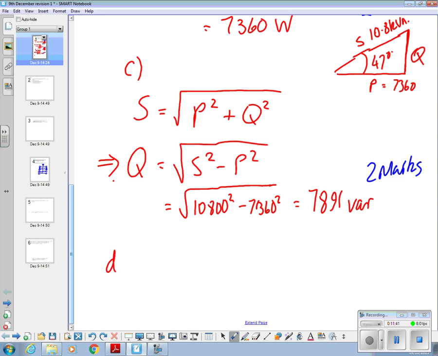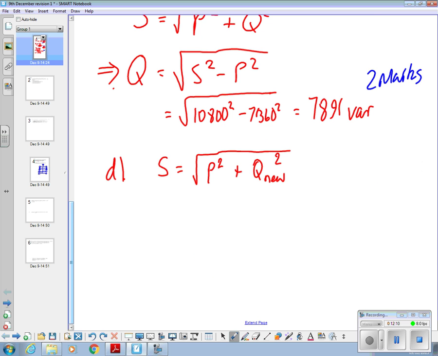I use Pythagoras' theorem again. Instead of x equals the square root of b squared plus b squared, you're doing S is the square root of P squared plus Q new squared, we'll call it. Try and be specific about what values you're talking about so you can see where they come from. And then we simply put those numbers in. P would stay the same.